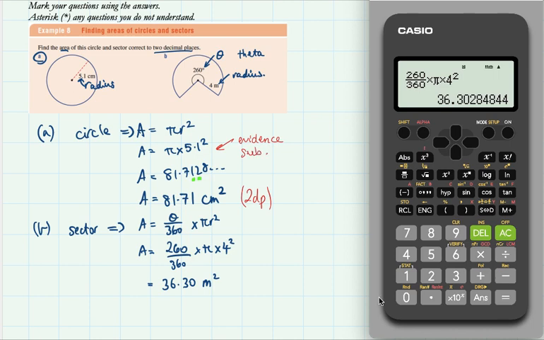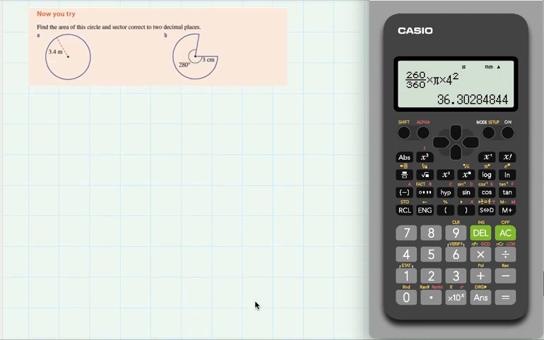Then underneath this are 2 examples. I want you to have a go at these, so pause the video now, have a go at these 2 questions and see if you got the correct answer by pressing play. The answers are going ahead now.